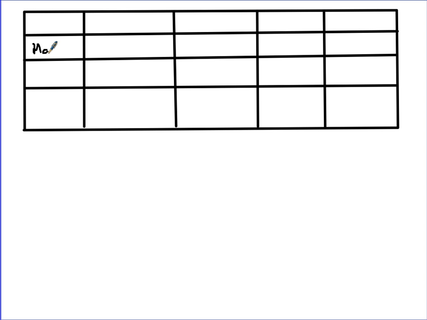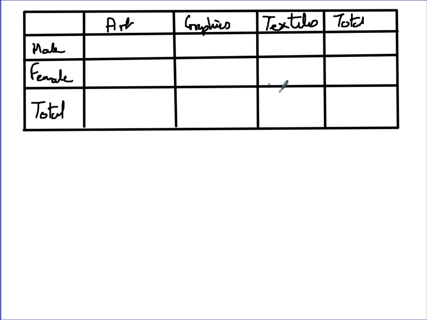So male, female, and we've got then art, graphics and textiles, and we've got total again and total again here. So you just write information down as it said. So the 200 students in total. Of the 116 students, every single number has a place.